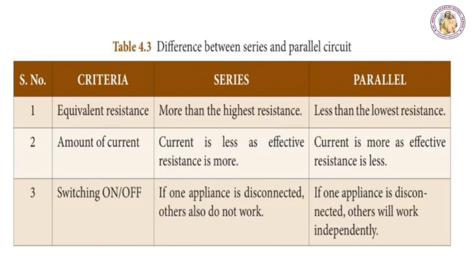Difference between series and parallel circuit. Criteria: series, parallel. Equivalent resistance: in series, more than the highest resistance; in parallel, less than the lowest resistance. Amount of current: current is less as effective resistance is more in series. Current is more as effective resistance is less in parallel.